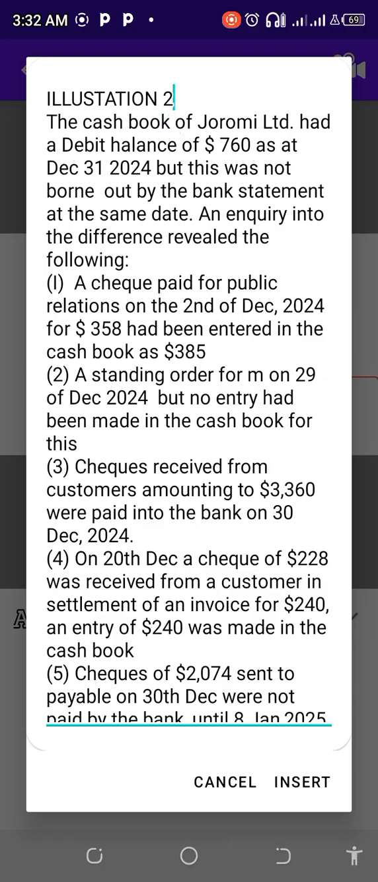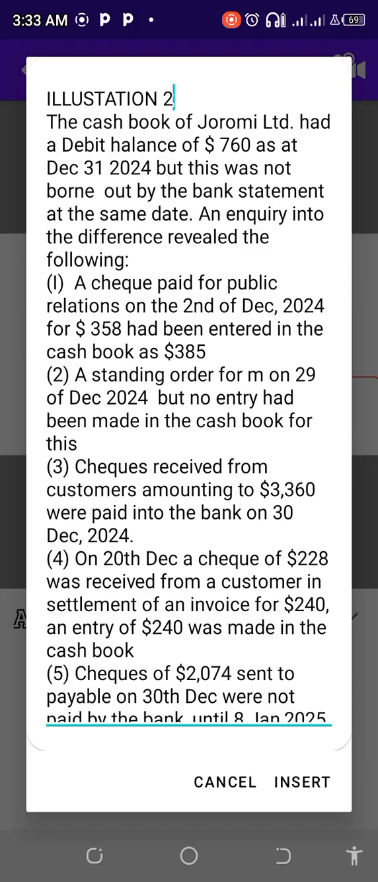This question says, the cash book of Jurumi Limited had a debit balance of $760 as of December 31st, 2024. But this was not borne out by the bank statement at the same date. An inquiry into the difference revealed the following.